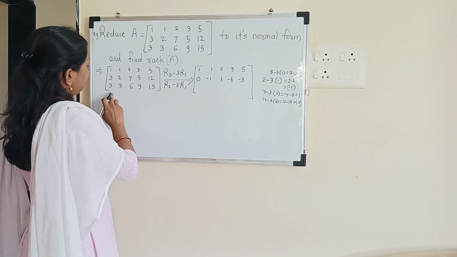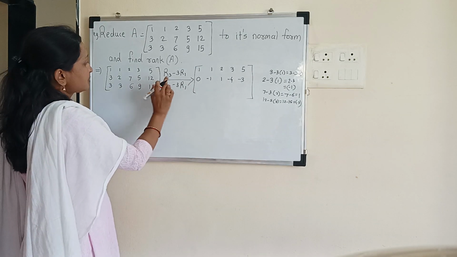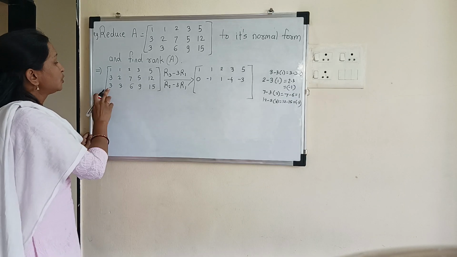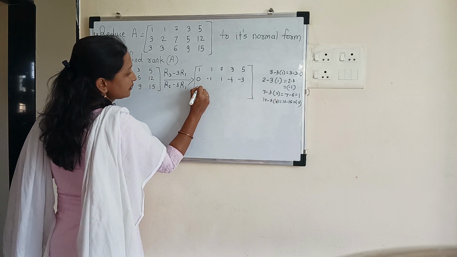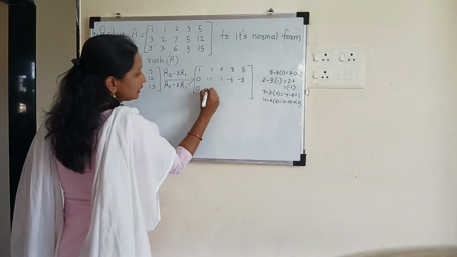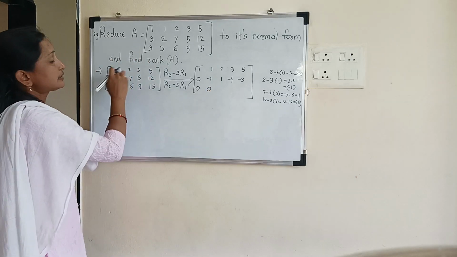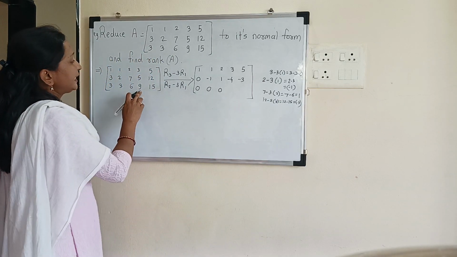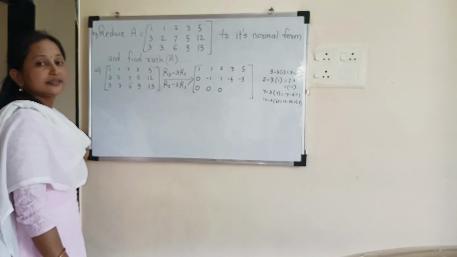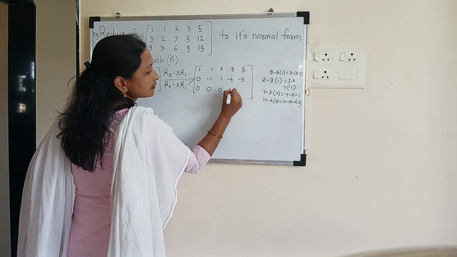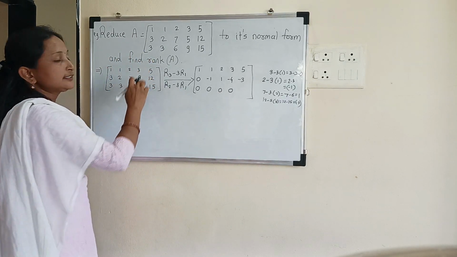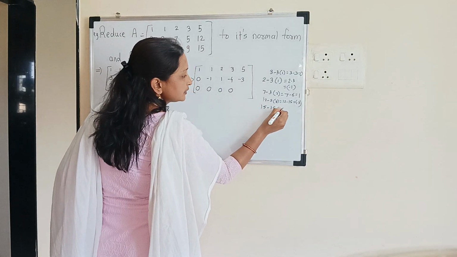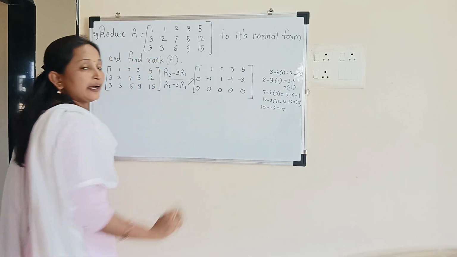Now the next row operation is R3 minus 3R1. You will write down the change in R3. So 3 minus 3 times 1 will be 0. 6 minus 3 times 2, that is 6 minus 6, will again be 0. 9 minus 3 times 3, that is 9 minus 9, will be 0. 15 minus 5 times 3, that is 15 minus 15, which is equal to 0. So you have the entire row 0.